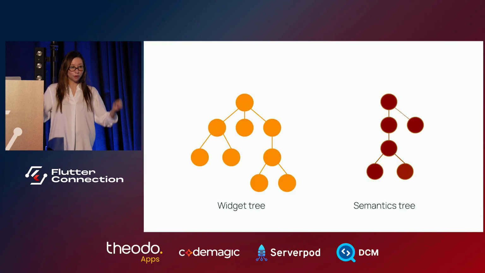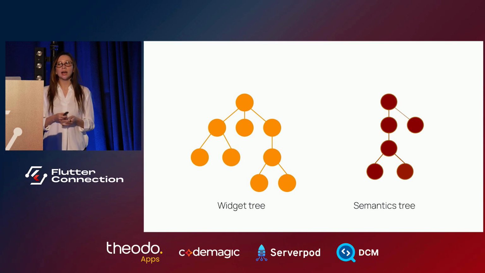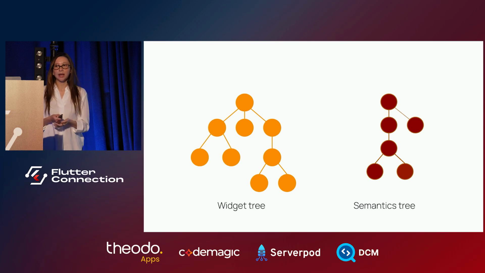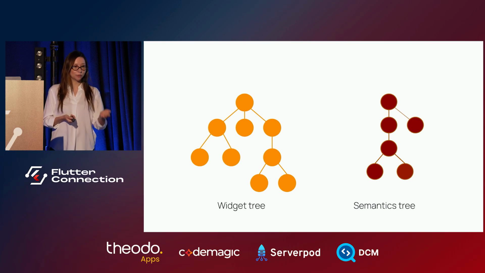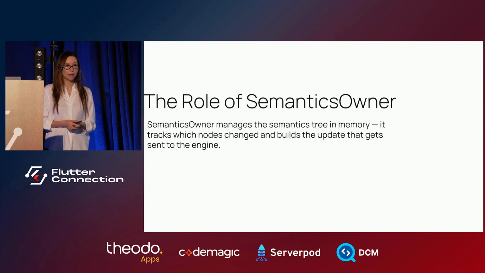So once we have all those semantic configurations, we can finally build the semantics tree. It skips purely visual or structural widgets, like containers or paddings. We don't need information about that. It only includes widgets with meaningful accessibility info, and it's way more streamlined than the widget tree, as you can see. So the semantics tree is basically a very, very basic representation of the UI, and this is what's sent to the OS, to the accessibility service.